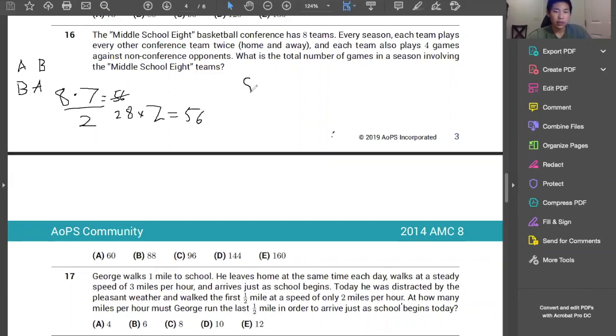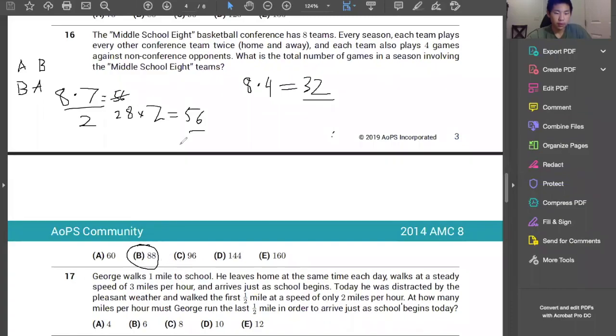Now each of these 8 teams also plays 4 games against non-conference teams. So each of these 8 teams, 4 games, is 32. So we'll add up the conference games and the non-conference games to get a total of 88.